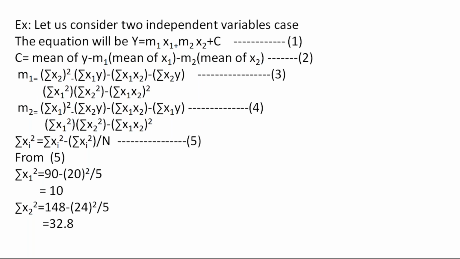Using those parameters, we can calculate the values of M1 and M2. So these are all the parameters, right? Once we got these M1 and M2, then keep on substituting those values so that we can get the expected best fit line.